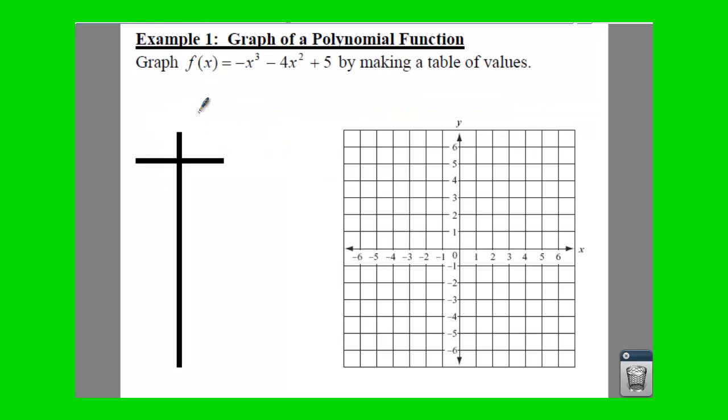We need to graph this function by making a table of values. Now, it's nice to know by looking at your first term here, this is a degree of 3. So we have an odd degree polynomial, which means your graph is either going to be going up and coming back down from left to right, or it's going to be continually going down from left to right.